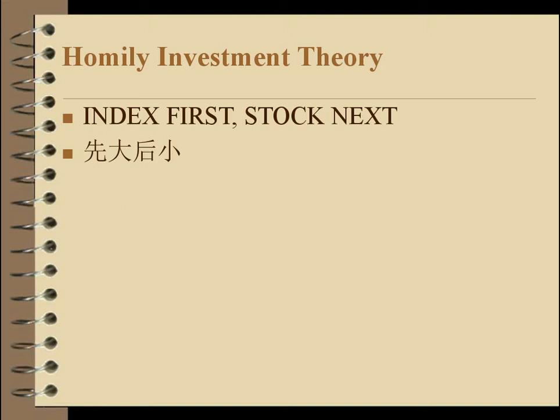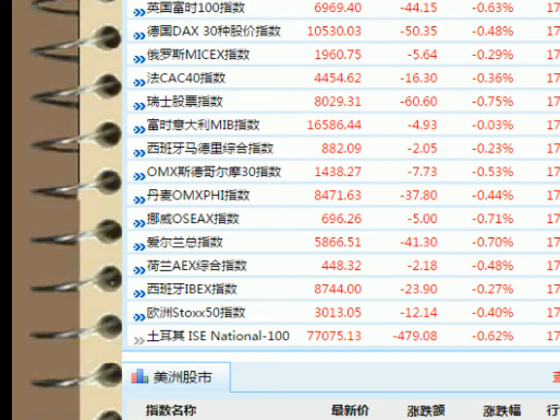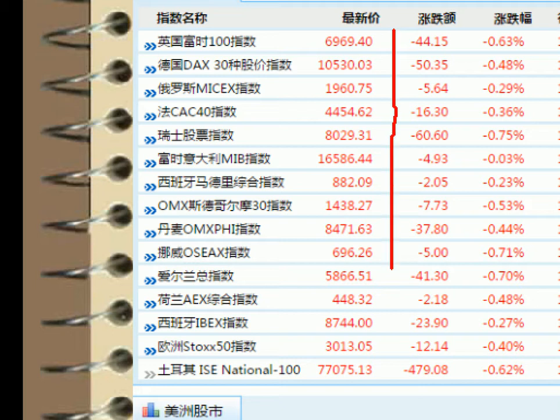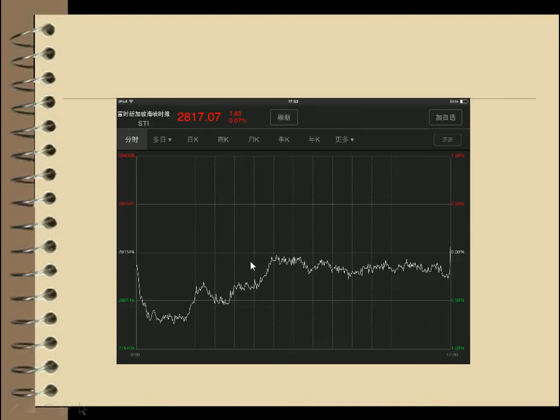Okay, we just imagine if the whole system is a chance, not a risk. Okay, we can participate and we can consider to buy and hold. But now you can see, actually I have told you, take an example. Now the Europe index drops down. Okay, actually this is the system risk, right? System risk. So if you consider to buy, it's not a good time. Okay, so this is index first and stock next.